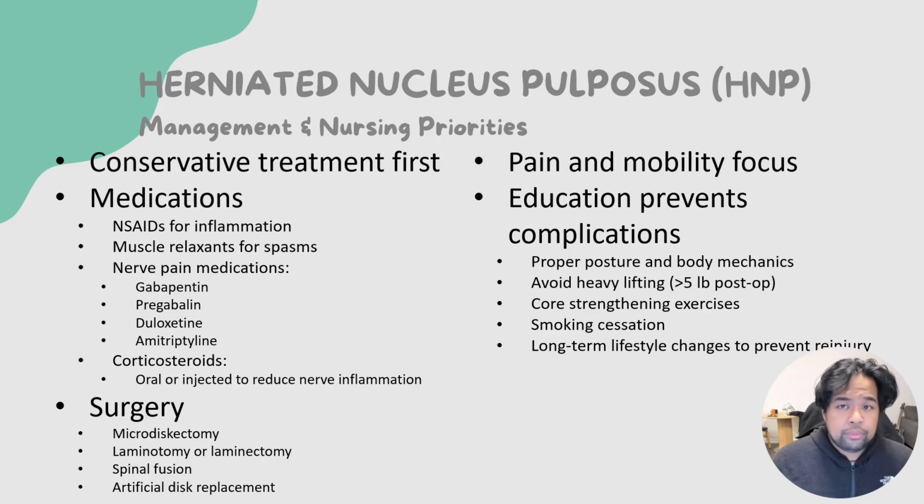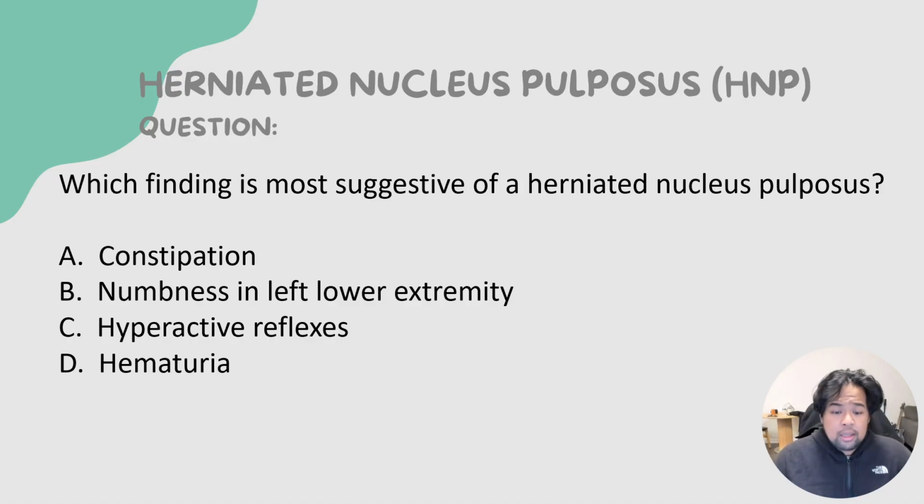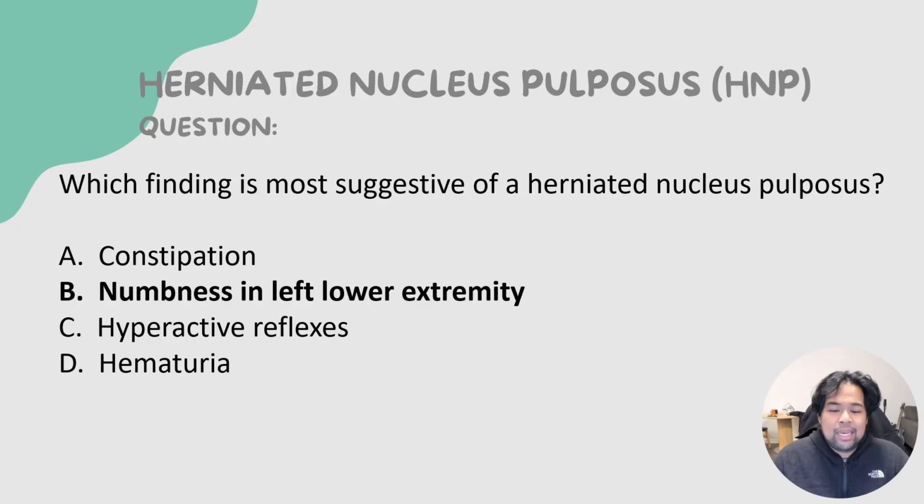Here's the question. Which of the findings is most suggestive of herniated nucleus pulposus? Looking at all of these symptoms: constipation, numbness, hyperactive reflexes, or hematuria. Did we talk about any of those? We did. The only thing we talked about was numbness in the left lower extremity. So that's the answer.